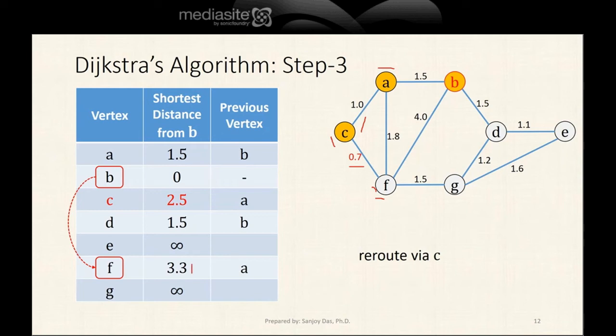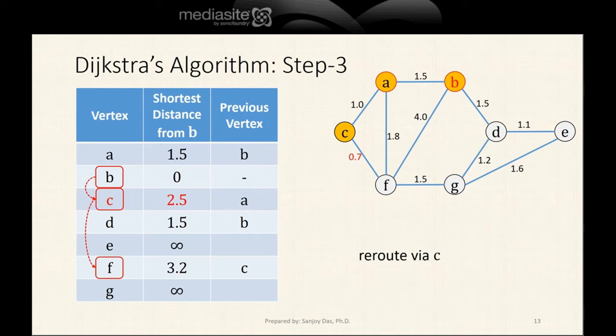Now, if I reroute that path through C, I'll be using up this 2.5 here and this 0.7 here. In order to reach C, I'll use up this much distance, 2.5, and then from C, if I go to F, I will use 0.7. 2.5 plus 0.7 is 3.2, which is less than 3.3, which is what I had found so far. Therefore, I'll update it.